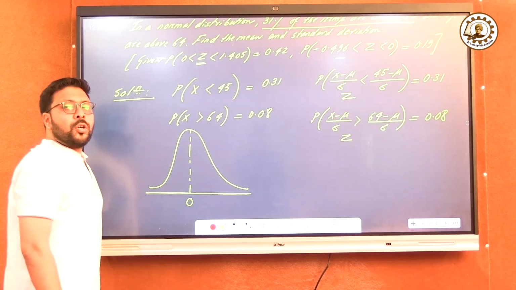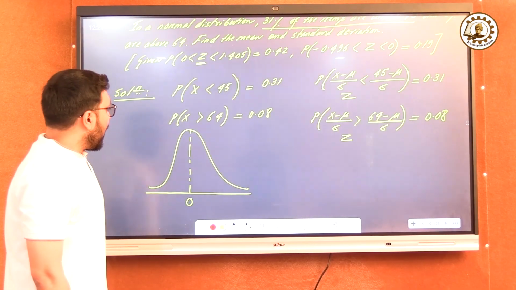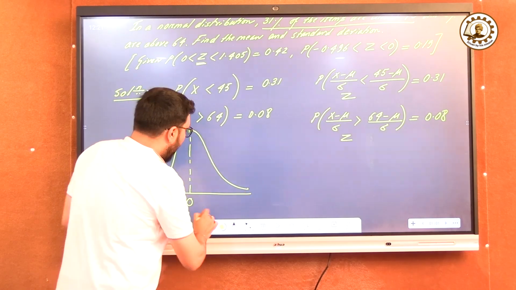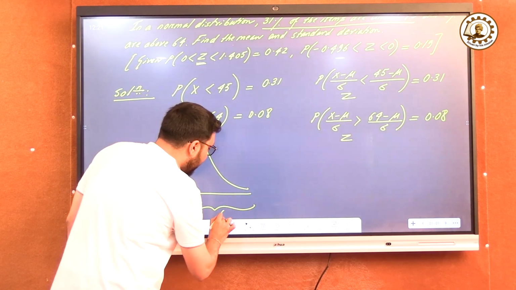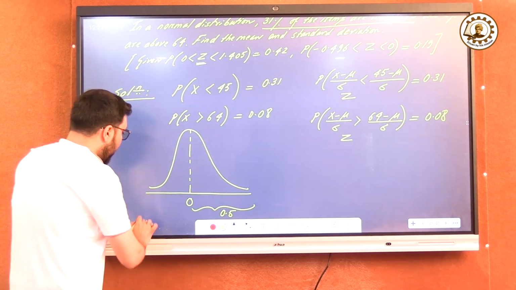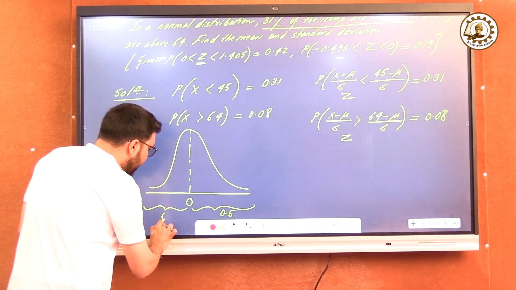Now this is a normal distribution curve. On the right side of 0, you have to remember the probability which we are considering, or the area which we are taking, it is 0.5. Similarly, on the left side of 0, it is 0.5.